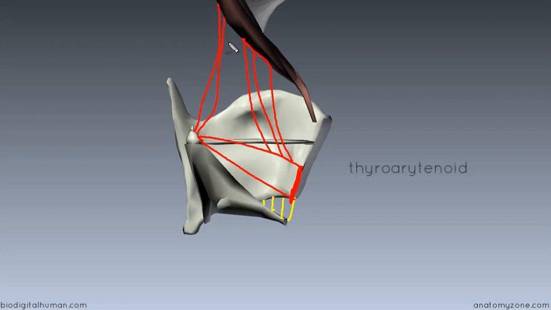So the thyroarytenoid muscle is often thought of as two parts. So you've got the vocalis muscle and then you've got the thyroarytenoid part. It depends on the source you look at, but different sources tell you different things. So in this tutorial we're going to look at the vocalis muscle as a separate muscle and the thyroarytenoid as a separate muscle.